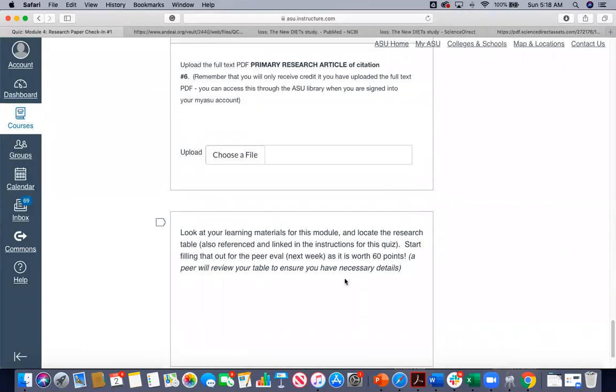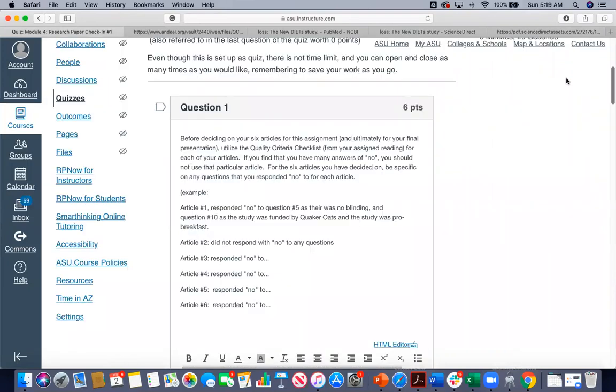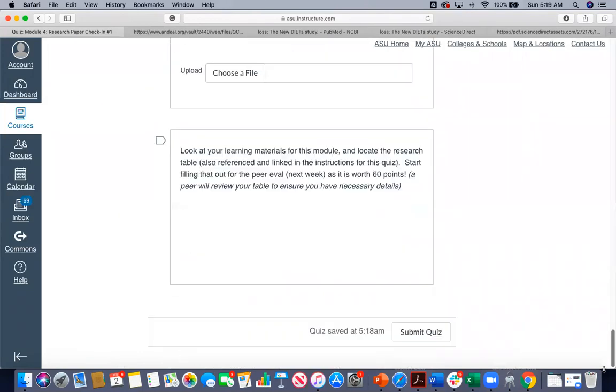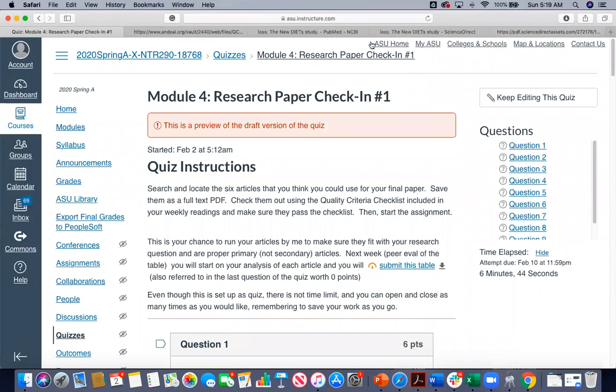Then at the very bottom, there is reference to a table that you're going to be filling out for the next module. So you can go back up to the instructions and it references back to that table. So you can download that and start looking at that for the following week. And that is it for this week.